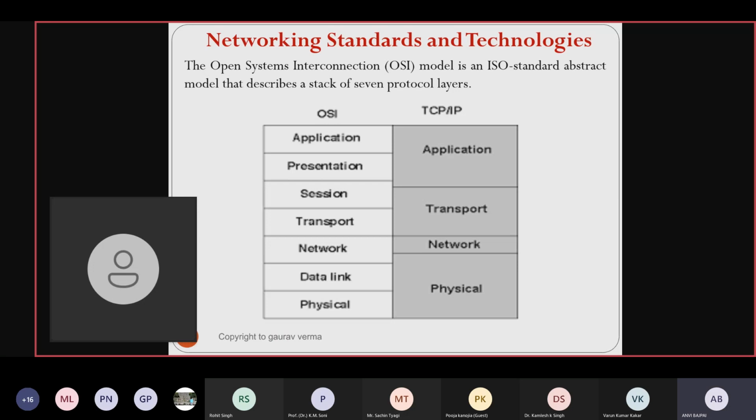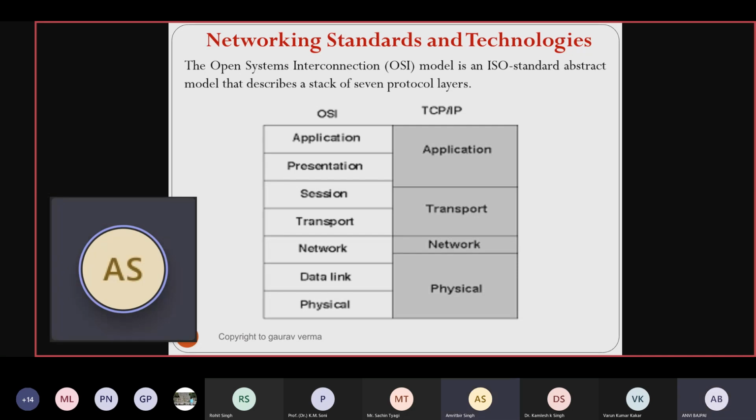Let me proceed further. Now the concept is that whenever we are transferring the data from one device to another device, let's say one device is at one place and another device is at some other place. Can you explain the backend sharing cloud?